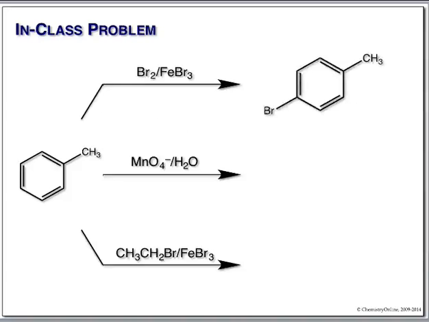Permanganate. We recall that if you have a benzylic hydrogen, that neutral permanganate and a little bit of heat will oxidize the carbon here all the way down to the carboxylic acid. Doesn't matter what else is attached. If you have a benzylic hydrogen, you will get benzoic acid.